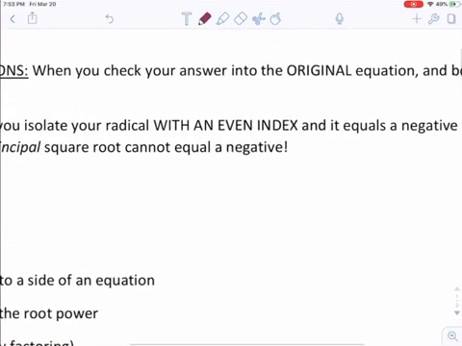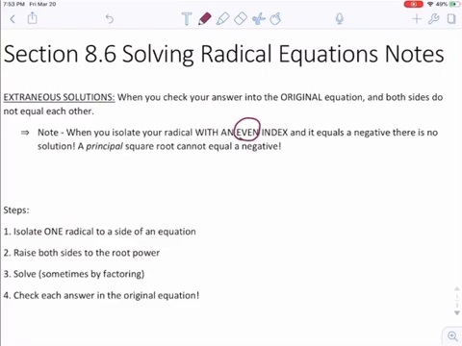I can't stress even enough, because that's the only thing that has a domain issue, right? We can't have negatives inside of an even index. So if you isolate your radical and you have an even index, or an even root, and it's equal to a negative number, there is no solution, because we are only talking about principal square roots, and principal square roots are positive numbers. So our principal square root cannot equal a negative. When that happens, you can literally stop right away and say no solution.